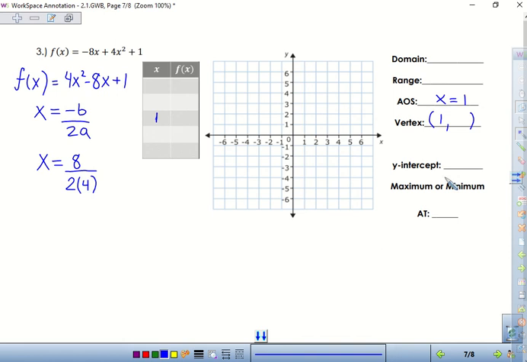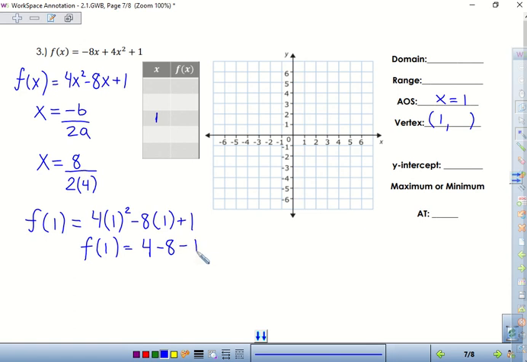So here's how you find the y-coordinate of the vertex. You take what you get for the axis of symmetry and you plug it into the function. It doesn't matter which form of the function you plug it into, you're going to get the same answer either way. I'm just using the standard form here. So, what is 1 squared? 1. Good. What's 1 times 4? 4. Good. What's 4 minus 8? Negative 4. What's negative 4 plus 1? Negative 3. Good. So the y-coordinate of my vertex is negative 3. So I can go ahead and plot that right here.